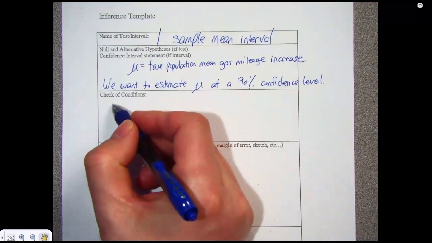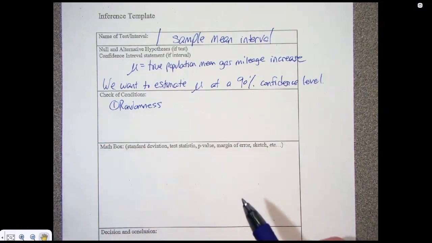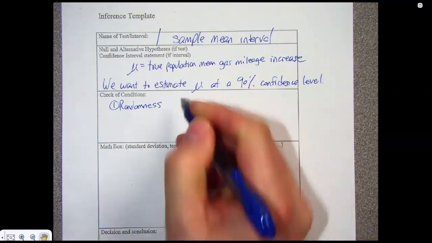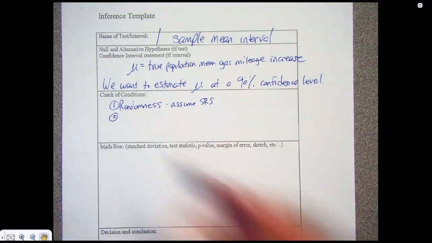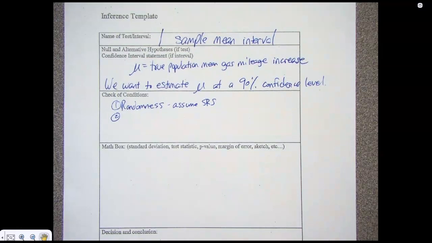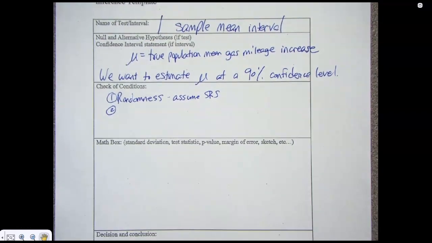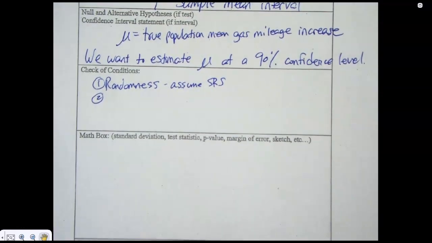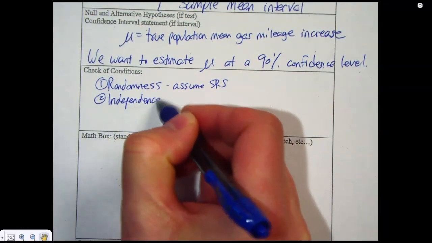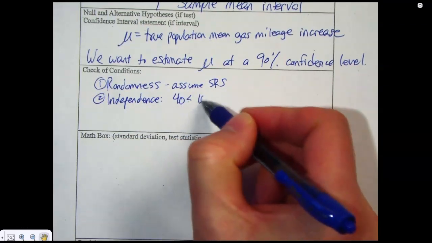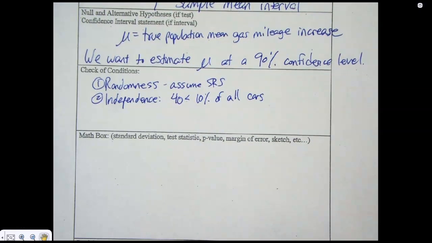Okay, so check the conditions. Number one is randomness. We have to assume it. So we're going to assume SRS because they didn't say in the question that it was a random sample, they just said a sample. So we're going to assume there is an SRS. This question just gets worse and worse. Then we need independence. So 40 is less than 10% of all cars. I'm pretty comfortable with that.